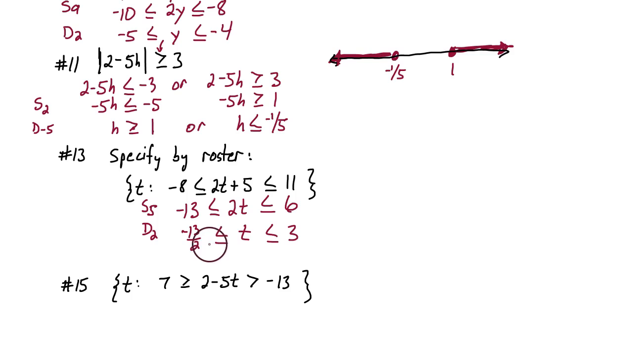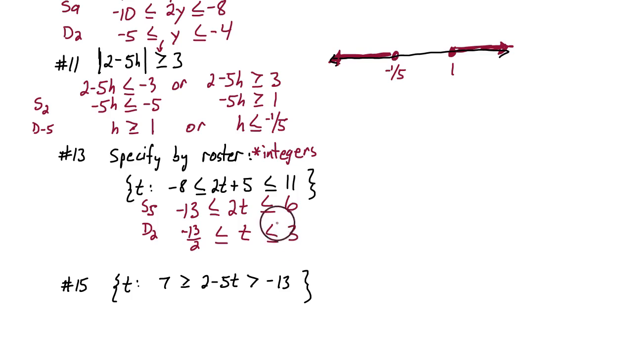This statement describes the solutions for t, but it doesn't actually list them out, which is what specified by roster means. For number 13, there was a little bit more to the directions, which was to only include integers when you make your list of numbers. So what integers work for t if t is in between these two numbers?